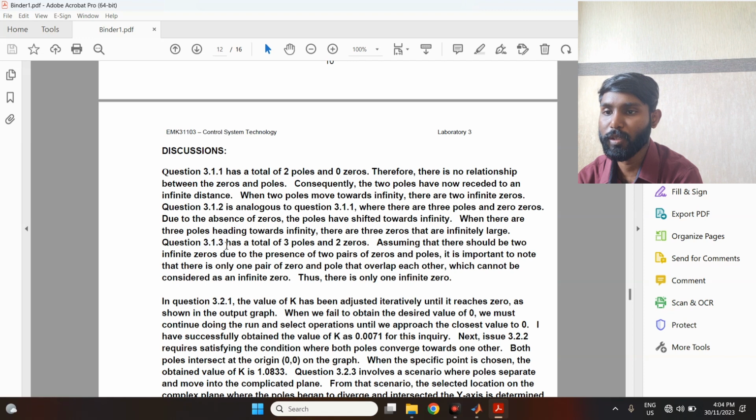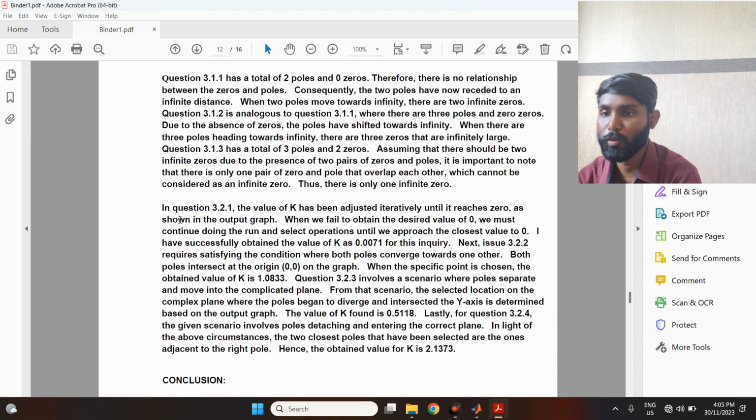Question 3.1.3 has a total of 3 poles and 2 zeros. Assuming that there should be 2 infinite zeros due to the presence of 2 pairs of zeros and poles, it is important to note that only one pair of zero and pole overlap each other, which cannot be considered an infinite zero. Thus, there is only one infinite zero. In question 3.2.1, the value of k is adjusted iteratively until it reaches 0, as shown in the output graph. When we fail to obtain the desired value of 0, we must continue doing the run and select operations until we approach the closest value to 0. I obtained the value of k as 0.0071 for this question.